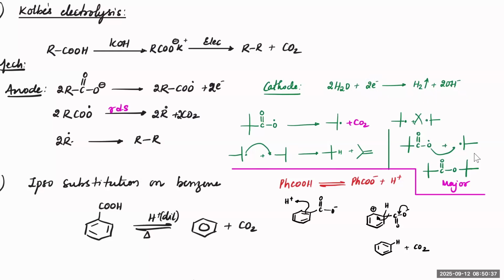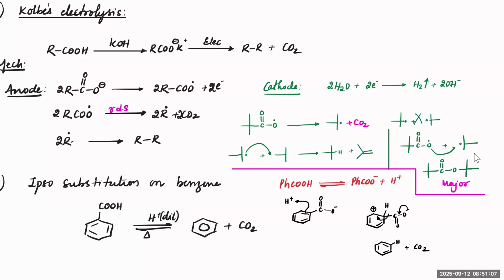Usually, this R dot and R dot termination will happen more easily if they are not very bulky groups. What if they are bulky groups? For instance, if I take this carboxylate radical, the rate determining step suggests that you'll get a dot here plus CO2 first. And then we are expecting these two dots to terminate with each other, but this termination is not easily possible.